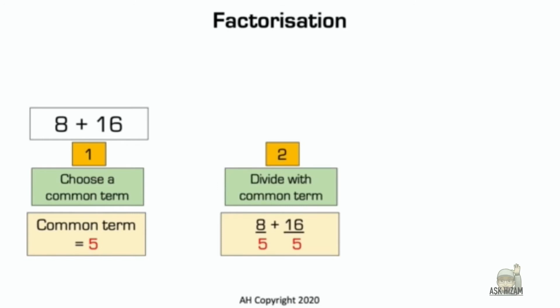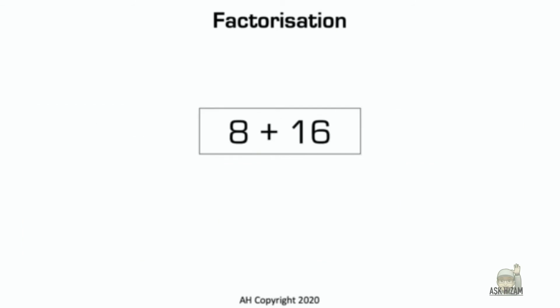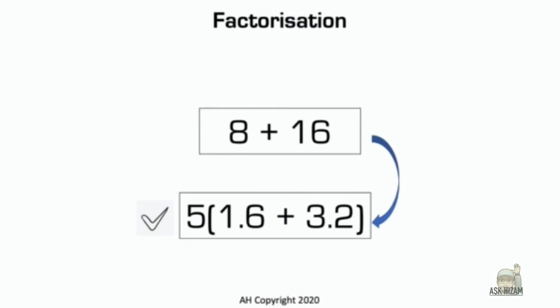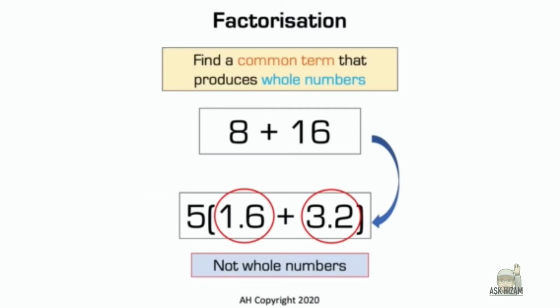Step 2, we'll divide both numbers by 5. So 8 divided by 5 equals 1.6 and 16 divided by 5 equals 3.2, and we'll place them in a bracket. Step 3, we'll put our common term, which is 5, at the front of the equation. So now we know that 8 plus 16 can be factorized to 5 multiplied by the sum of 1.6 plus 3.2. This is correct, but we prefer the numbers in the brackets to be whole numbers, not in decimal points.